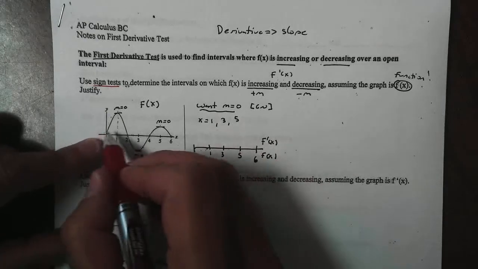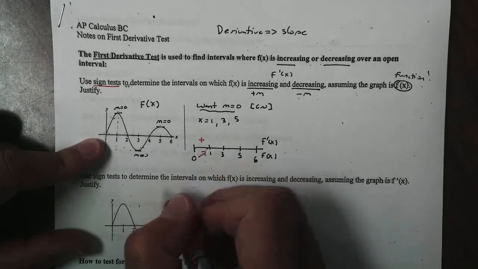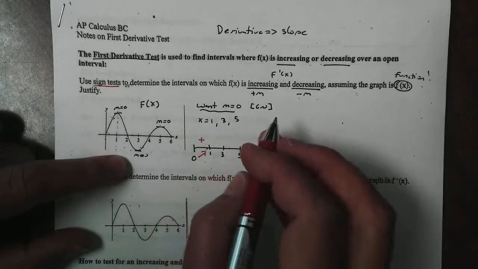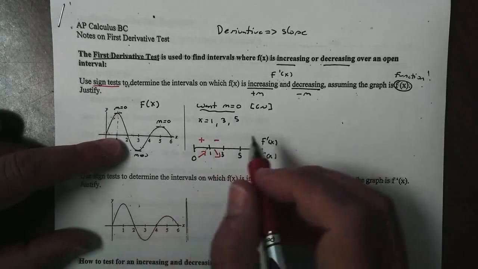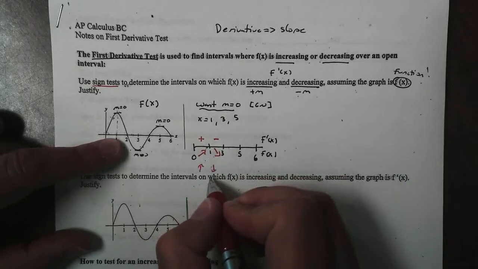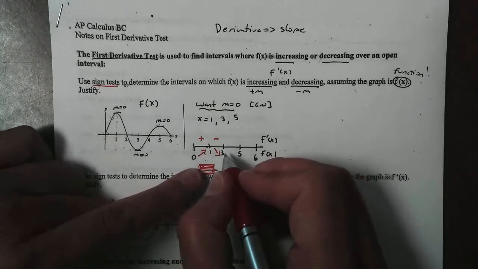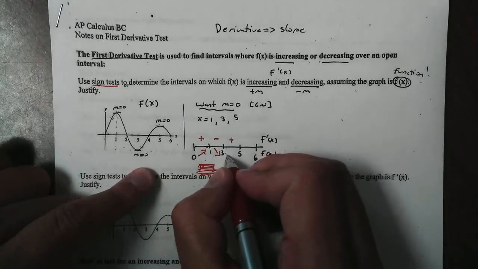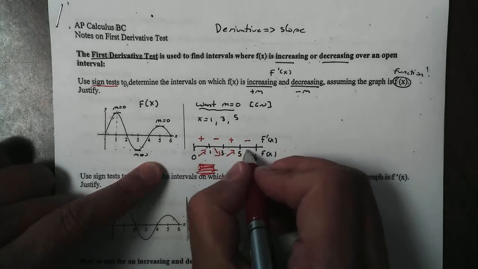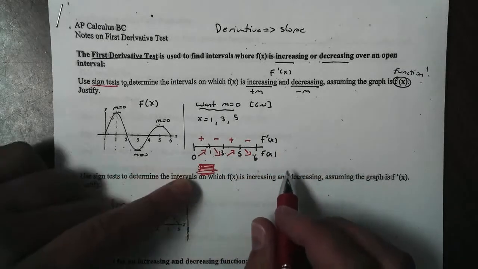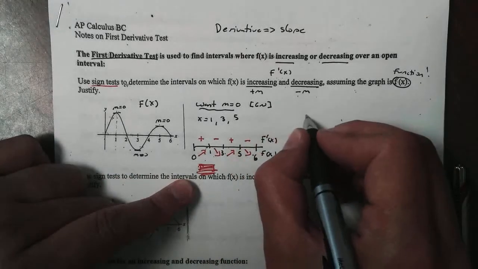Between 0 and 1, the slope is positive, so I put a plus. So between 0 and 1, the function's going up, like a disco duck. Between 1 and 3, the slope is negative, so the slope is going down, like a disco clown. Notice, don't do this. There's a reason we don't do this. We're going to talk about that later on, okay? You really want them kind of slanted. Between 3 and 5, the slope is positive, so the function's going up, like a disco duck. Between 5 and 6, the slope is negative, so it's going down, like a disco clown. And now I can answer my question. Where is the function increasing? And I can answer it.